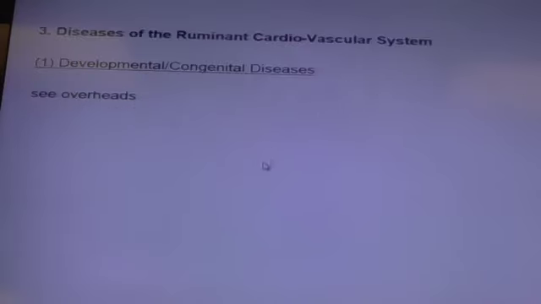All right, so we'll go over our diseases tomorrow, and I will have some overheads. So again, you'll either write quickly or you'll take a picture and share it with the class.